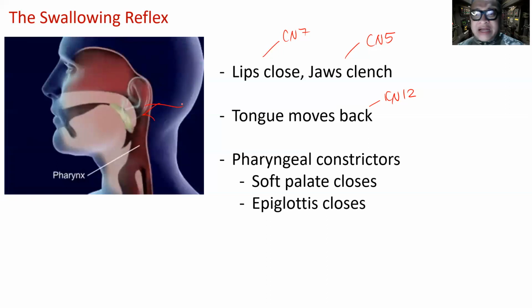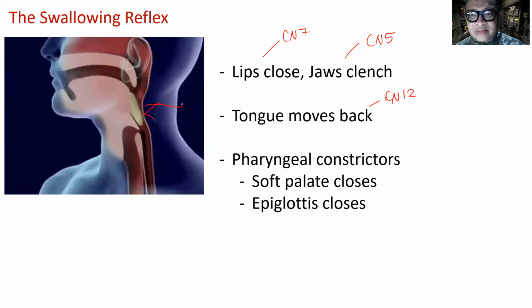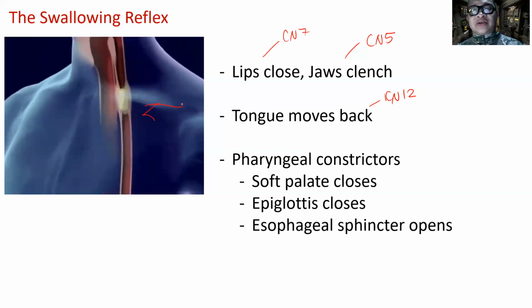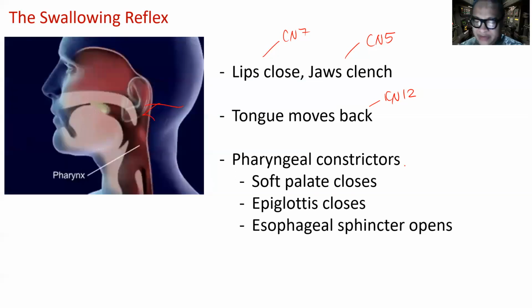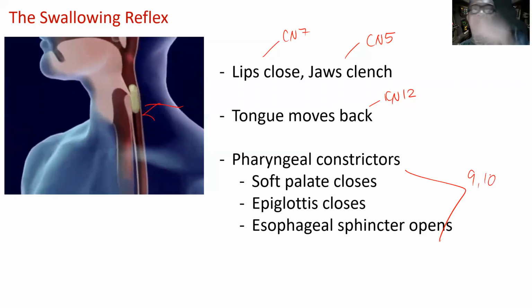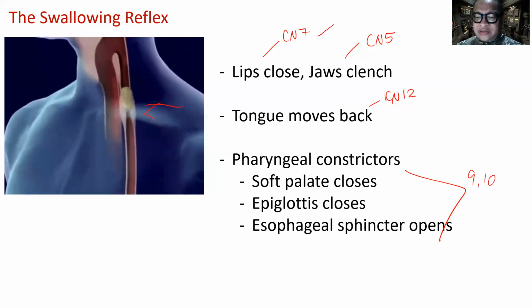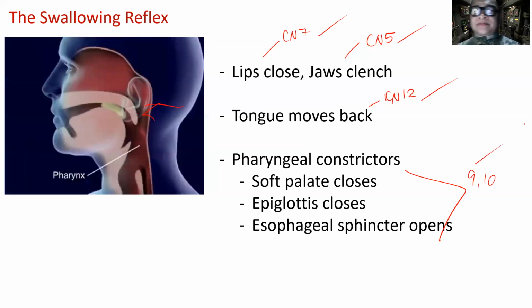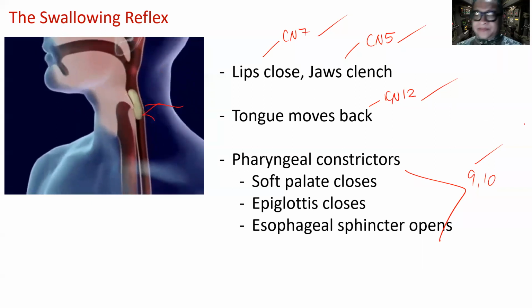So, the soft palate closes, the epiglottis closes, and your esophageal sphincter opens for the food to go down. That's all cranial nerves 9 and 10. So basically, if you let the patient swallow, you check cranial nerve 7, cranial nerve 5, cranial nerve 12, 9, and 10. That's the beauty of reflexes.